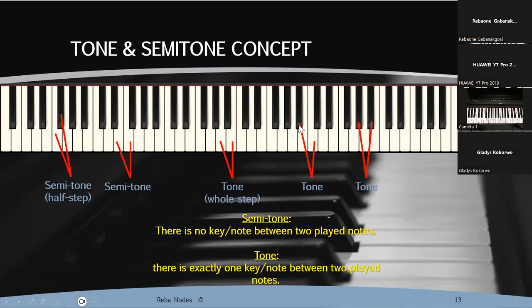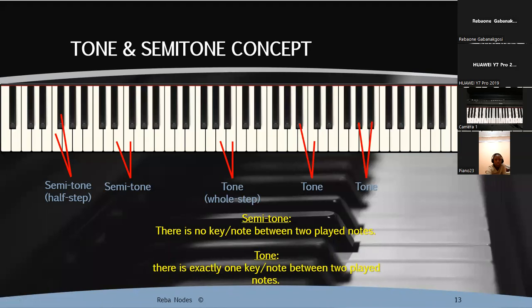Take note that between this black key here and that white key here, there is a white key there. So that constitutes a tone. I want you to also take note of this relation here of a tone. Again, you have two black keys. There is a white key in between. So that also constitutes a tone.